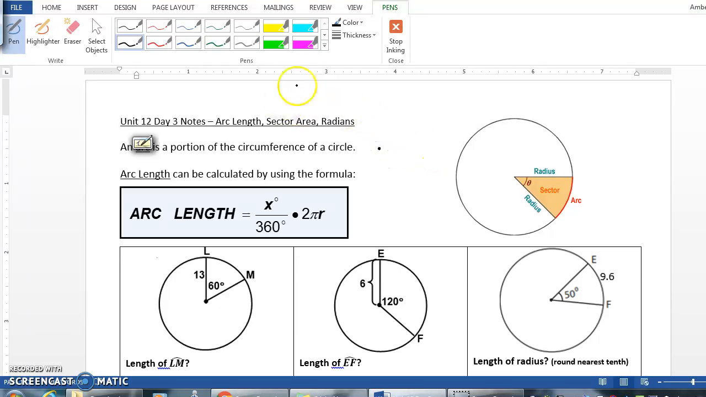Hello class, today we're going to be going through Unit 12, Day 3 notes: arc length, sector length, and radians.